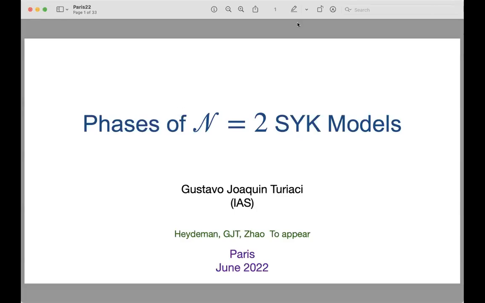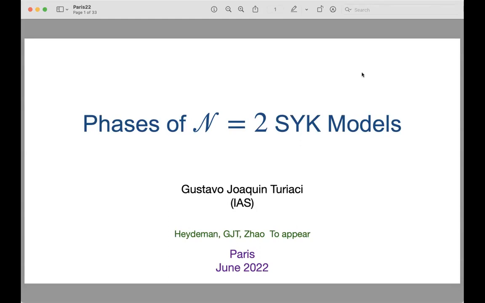Okay, so we're very happy to have Joaquin Turiaci from IAS, who is going to talk to us about the SYK model. And welcome. It's a shame that you are not there in person, but that's life, I guess. Yeah, thank you very much for the invitation. And yeah, hopefully sometime in the future, I can be there in person.